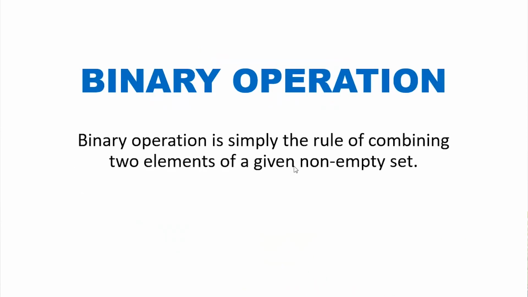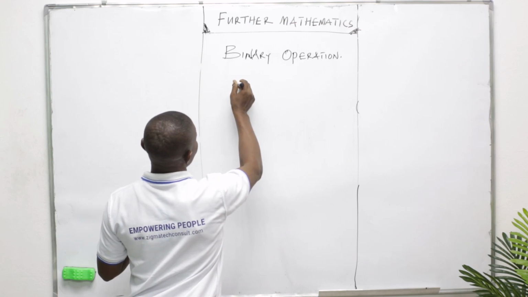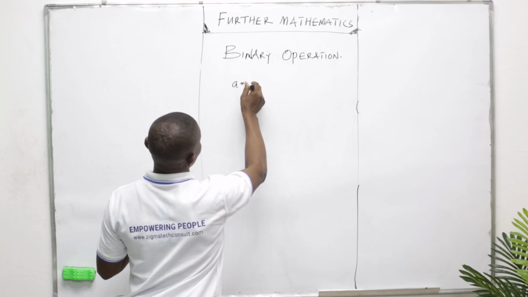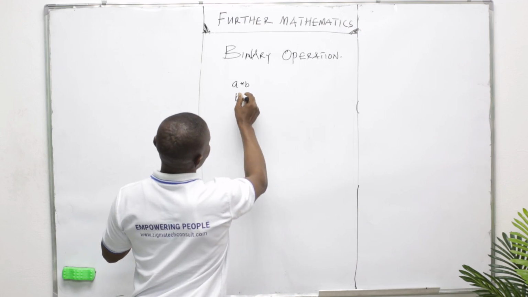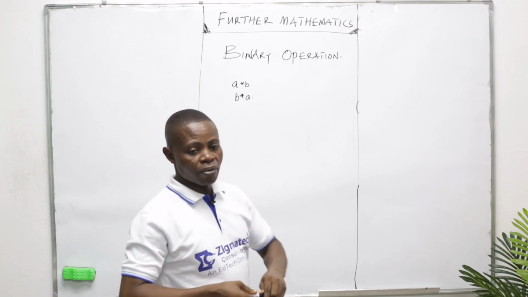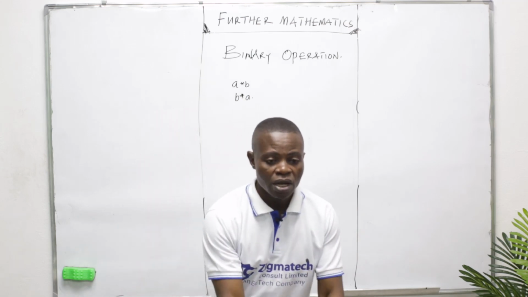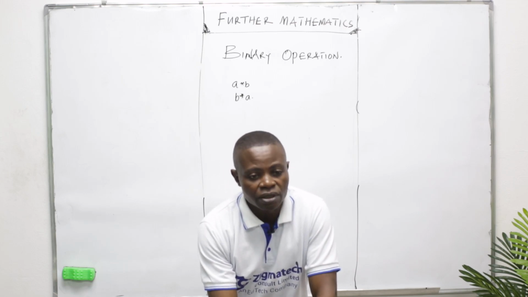Binary operation simply means the rule of combining two elements of a non-empty set. If I have A operating on B, it could also be B operating on A. The rule of combining two elements of a given non-empty set.